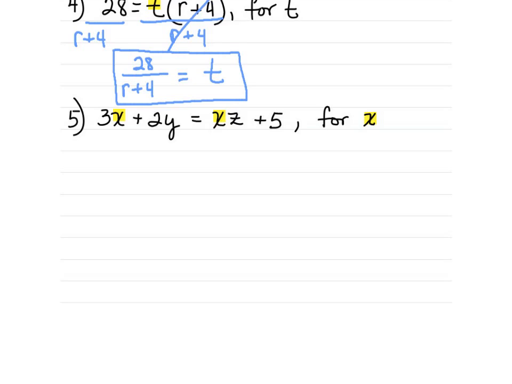Okay, so in this problem, let's first remove one of the x terms from one of the sides of the equal sign. I think that what I'll do is just remove by subtracting xz from the right, and whatever I do on one side, I need to do to the other. So I'll write it this way. 3x minus xz plus 2y is equal to 5.